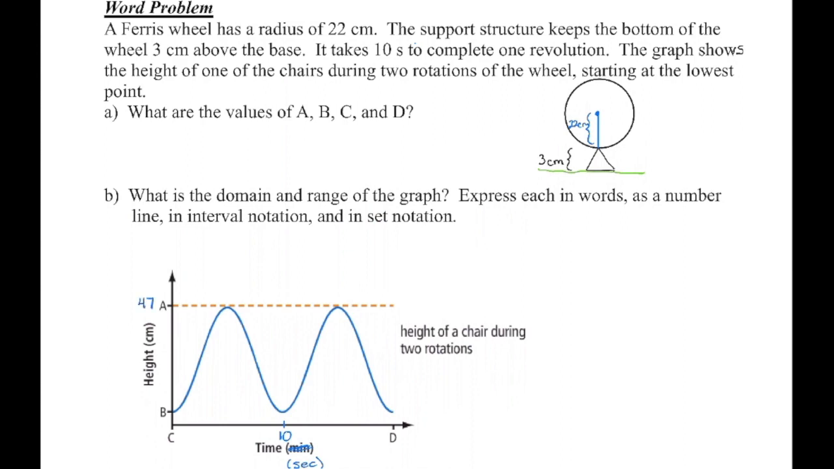So this is going to be 47 centimeters. And I also know that the bottom of my Ferris wheel is going to be 3 centimeters off the ground. So I can go over to my y-axis and fill that in for my B value.